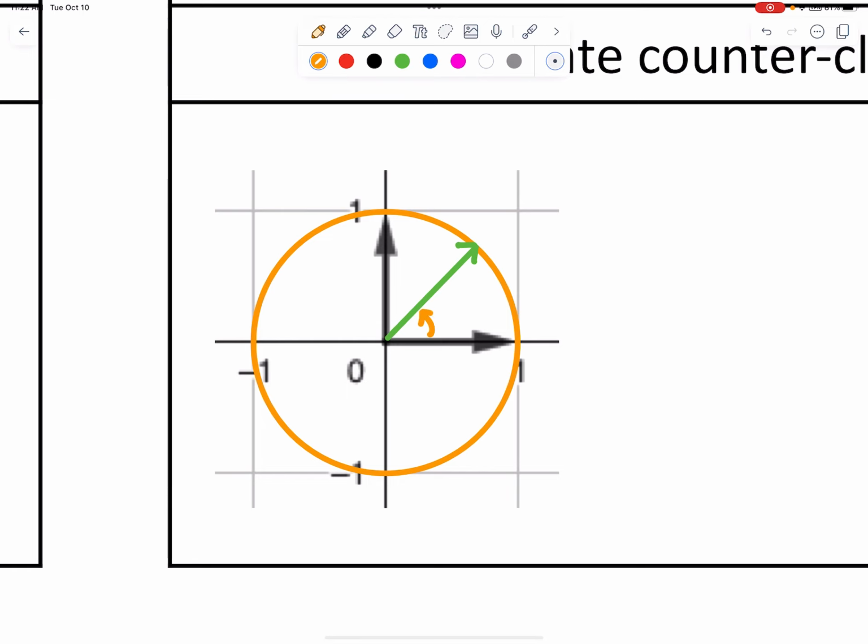And this would correspond to a rotation by theta. Now we're on the unit circle here, so it means that the coordinates of this vector would just be the cosine of that angle and then the sine of that angle. So the i vector would rotate and would now be at location cosine theta, sine theta.